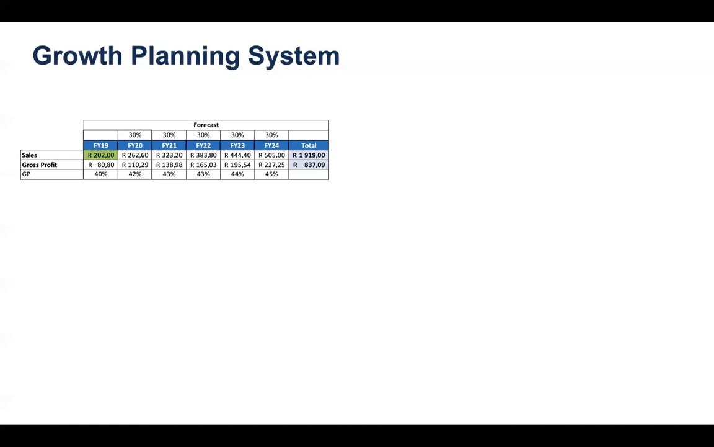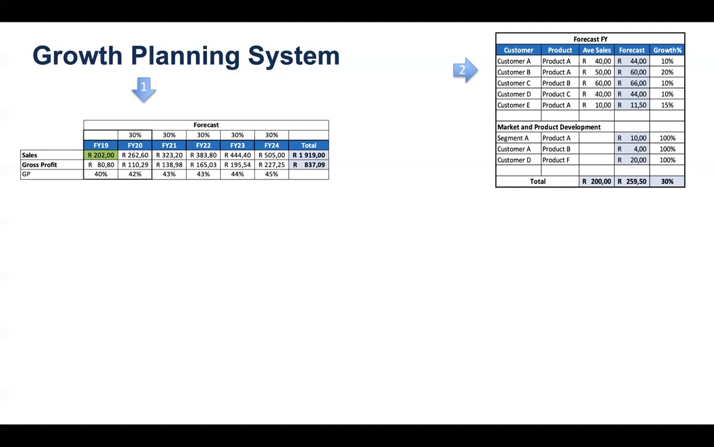So the GP, the way that we forecast or we're running at the moment, is between 40 and 45%, and we're forecasting that GP to increase. So going from 40% with a marginal increase all the way through to 45%, giving us 837 Rand of GP on the 1,900 top line revenue. So if we take those numbers, then it's our starting point. We look at the next point.